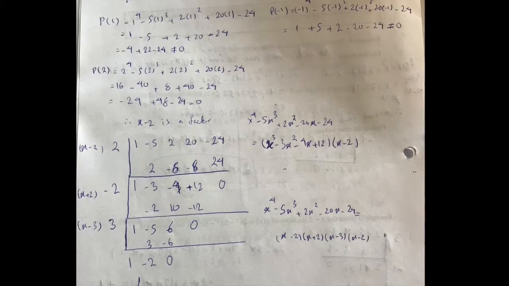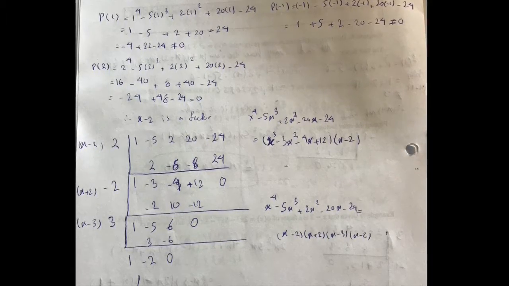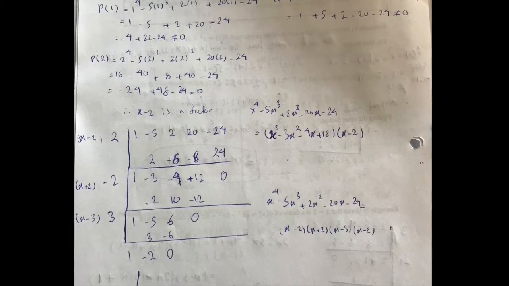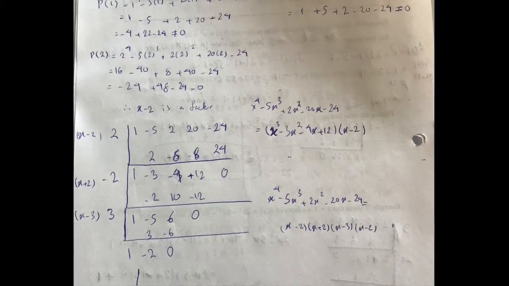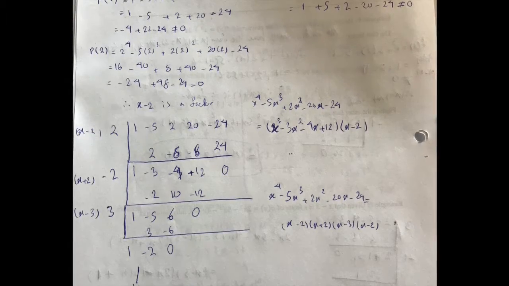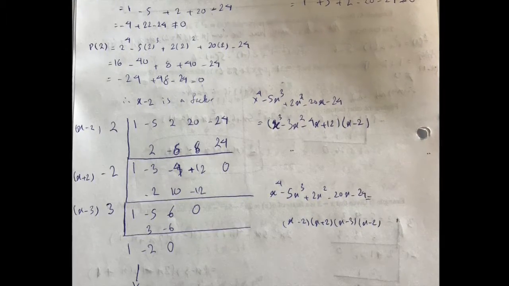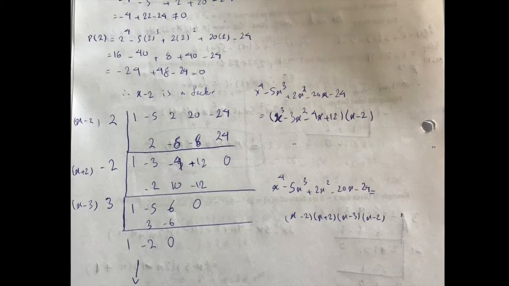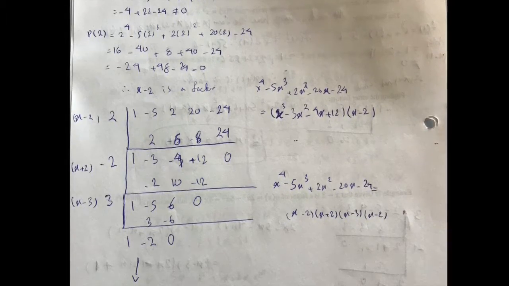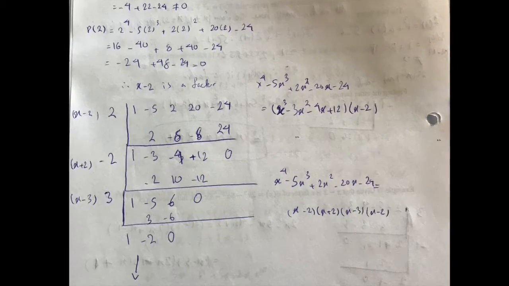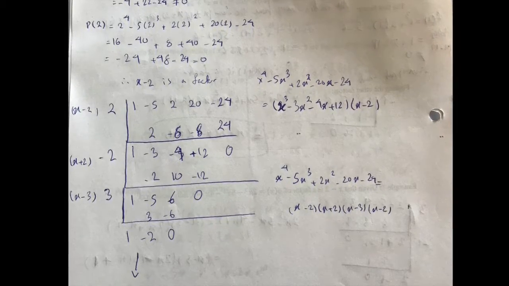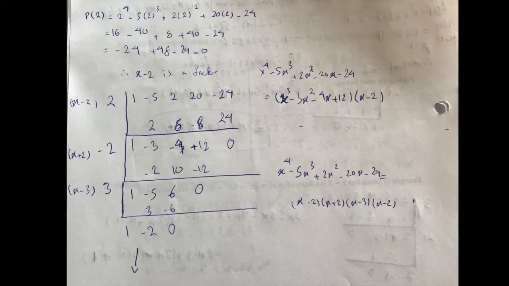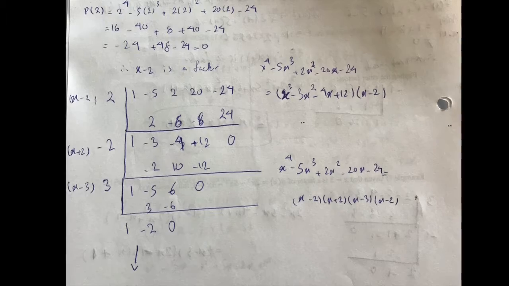So when we start with p of 1, we are actually checking for x minus 1 being a factor. As you can see, neither 1 nor negative 1 gives a remainder of 0. Therefore, neither x minus 1 nor x plus 1 is a factor. Now, the next one we're going to try is p of 2, which is actually testing x minus 2. As you can see, as we plug in the value of 2 into the function, we do get a remainder of 0. Therefore, x minus 2 is a factor.